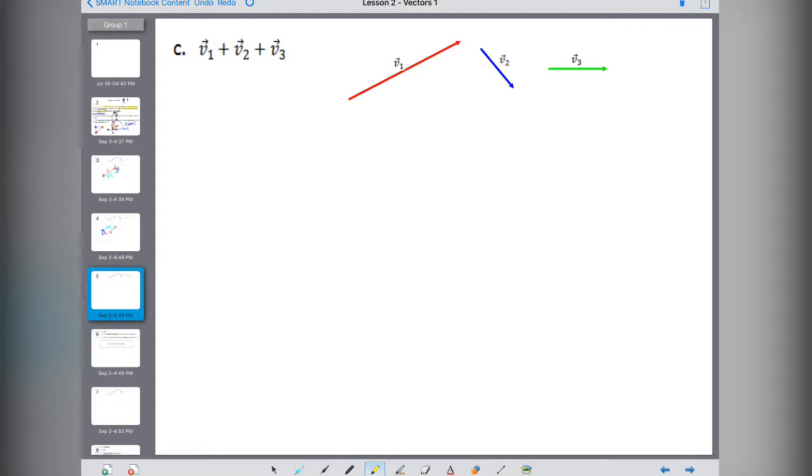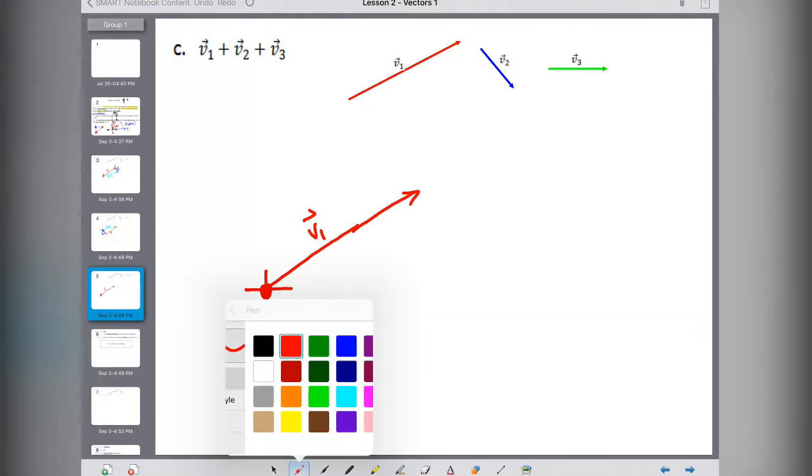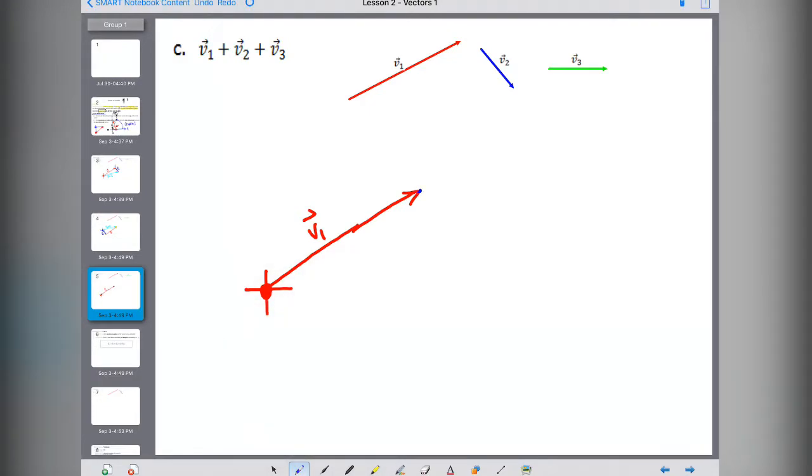Okay, and then finally, what's V1 plus V2 plus V3? So starting point again, I'm just going to start out. So I have my starting point, V1, okay, and then V2, I'm going to keep drawing from where I ended up. Oops, that's really bad. Let's do it again. Okay, it was slightly shorter, kind of down that way. Okay, V3, I'm going to keep going.